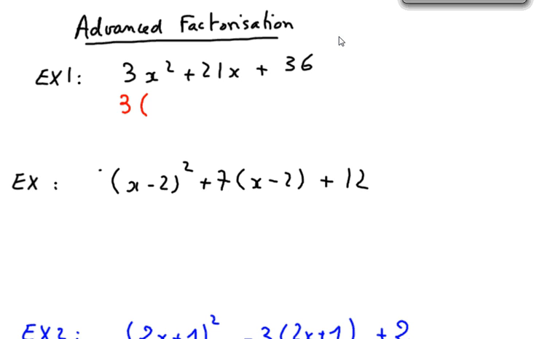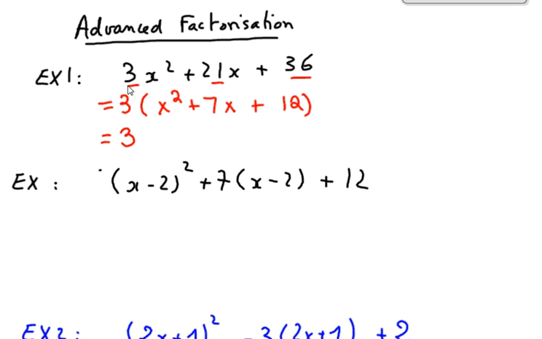So if we look at our expression here, notice that every single term, or every single coefficient, 3, 21, and 36 are all divisible by 3. So we can take out our 3, and we're left with x squared plus 7x, because 7x times 3 gives us 21x, plus 12. Okay? So that 3 does not disappear. That 3 needs to continue to stay here as we continue to factor.